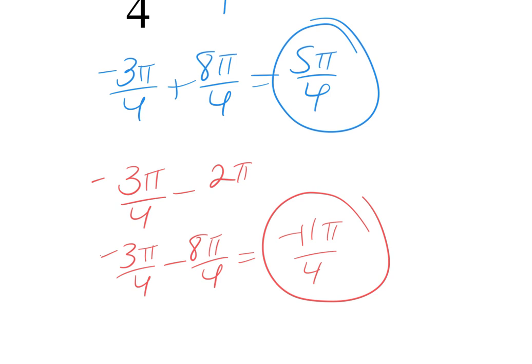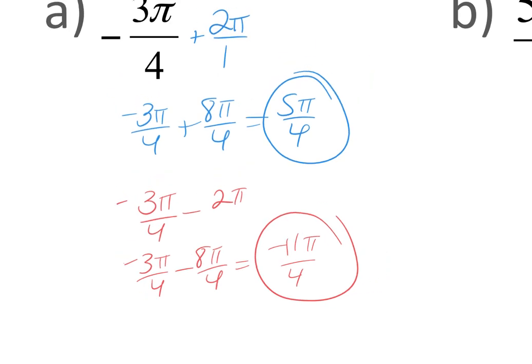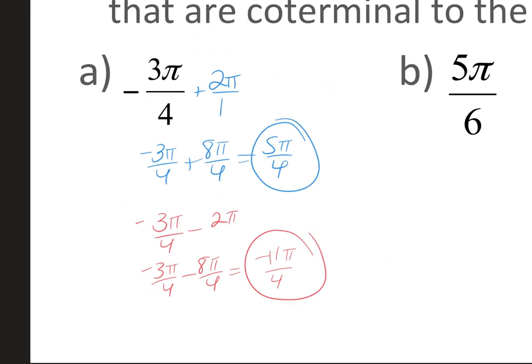There will be times in which your value is so small, like let's say it was negative 10 pi over 3. It's so negative that when I add 2 pi, it's still negative. Then I have to add 2 pi again to get a positive one. In order to give a positive coterminal angle, my answer has to be positive. So sometimes you might have to add 2 pi more than once, or sometimes you might have to subtract 2 pi more than once if it's so big you can't get it to go negative, okay?